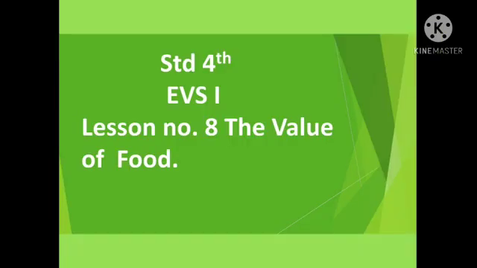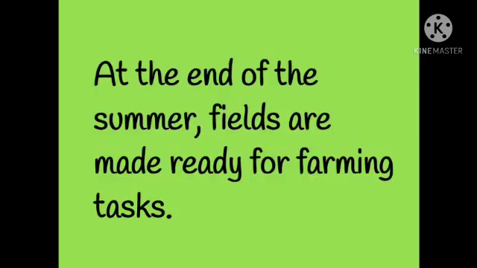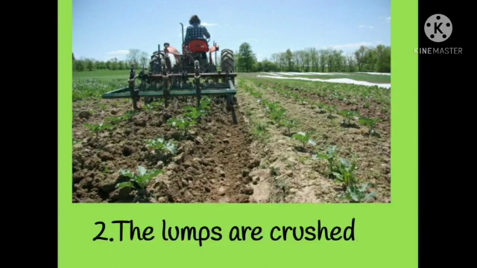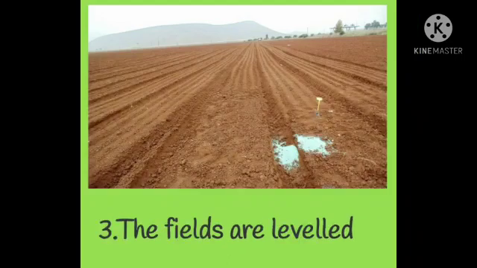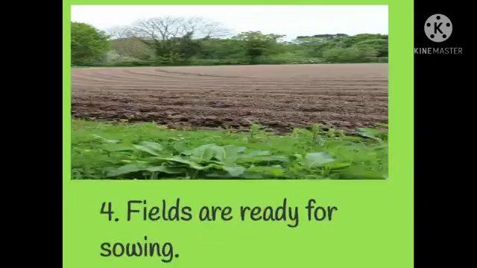So, let's revise lesson number 8, the value of food. A farmer works hard in the field. At the end of the summer, fields are made ready for farming tasks. The field is plowed. The lumps are crushed. The fields are leveled. Pre-monsoon showers make the hot soil humid. Fields are ready for sowing.